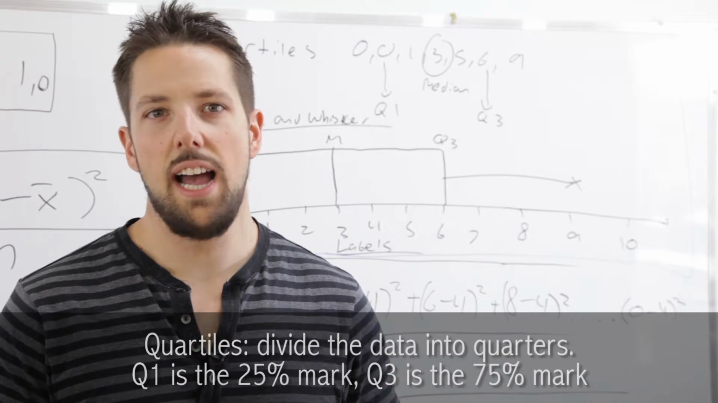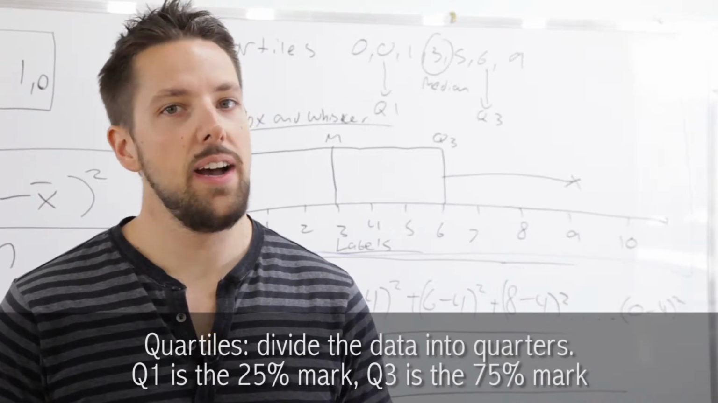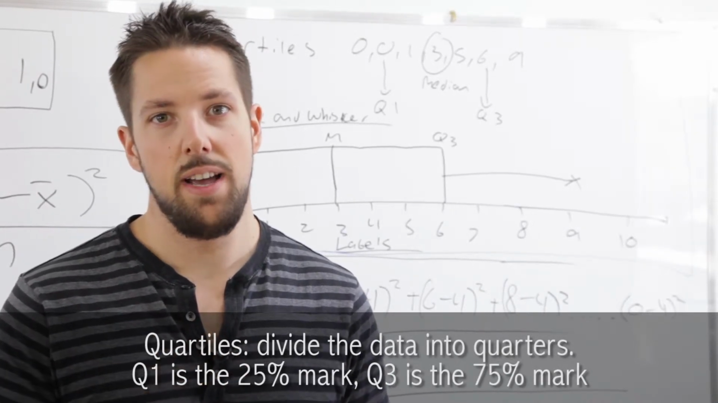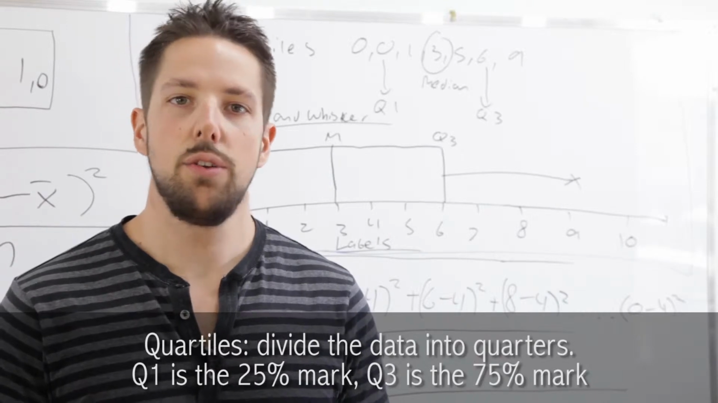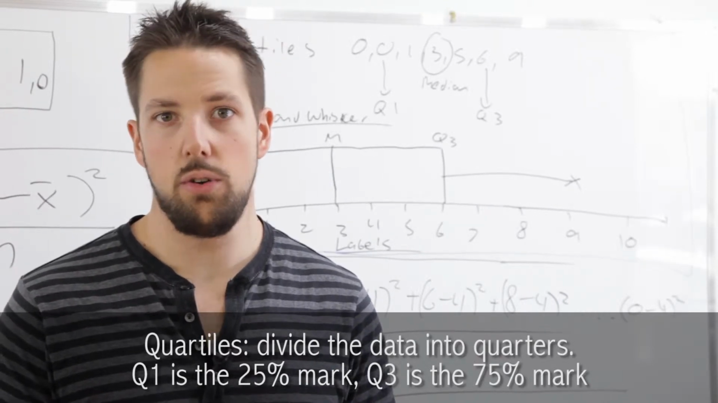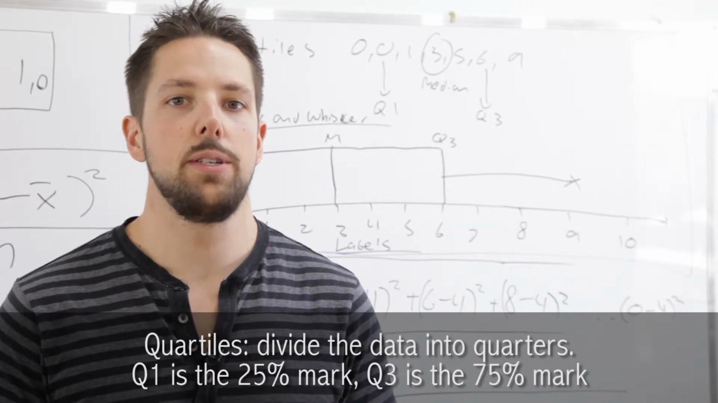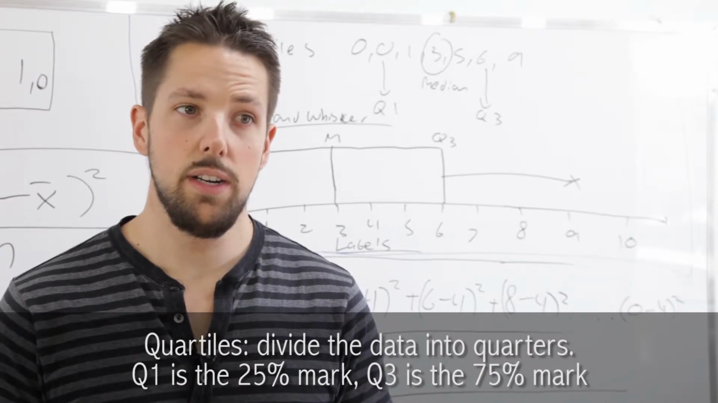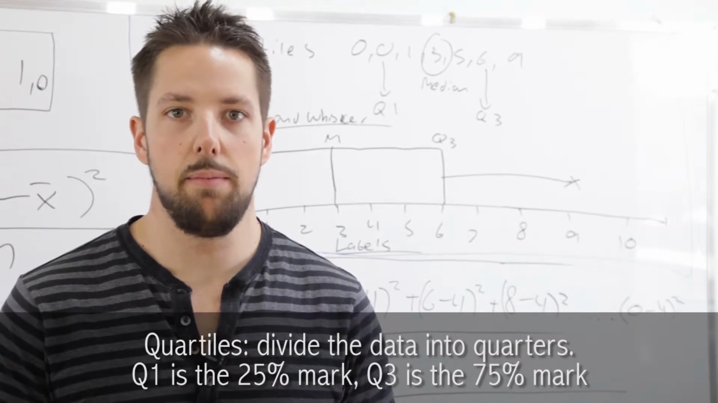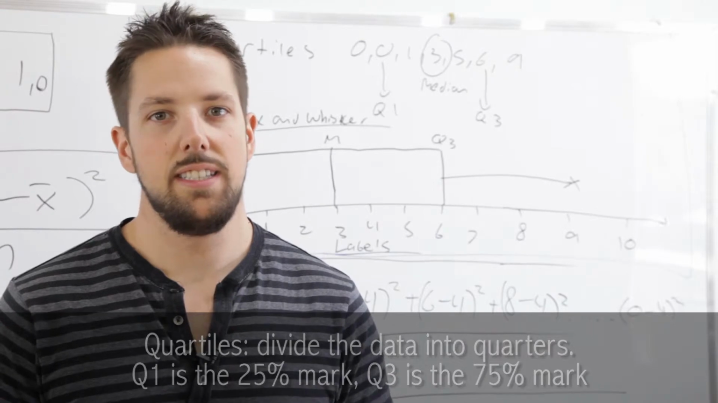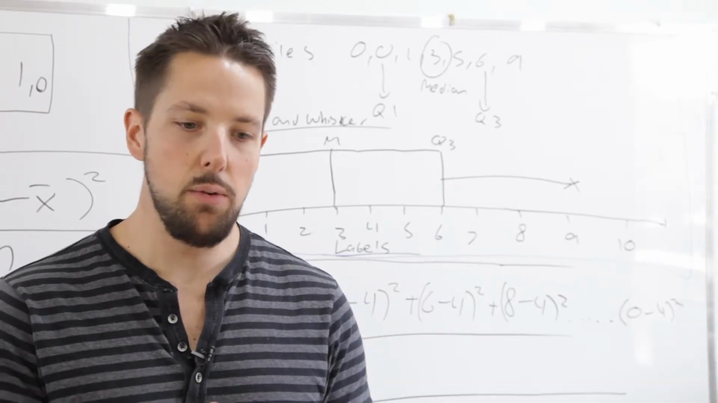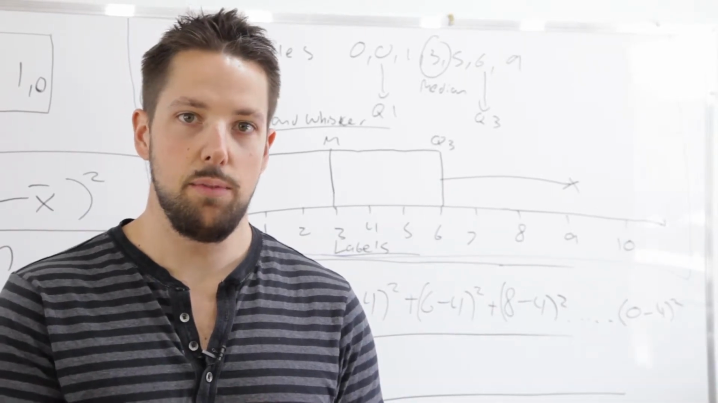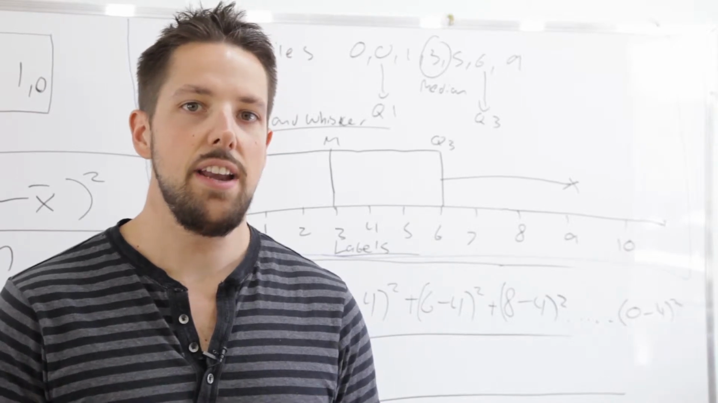Okay, so the next thing we have is the quartiles. The quartiles are kind of like the median, except they don't divide the data in half like the median does. They divide it into quarters. You have one called Q1, the first quartile, which is the 25% mark of the data. And the other one is Q3, the 75% mark. The way you calculate it is the same way you calculate the median. You line all your points up from smallest to largest, and then you find the median.